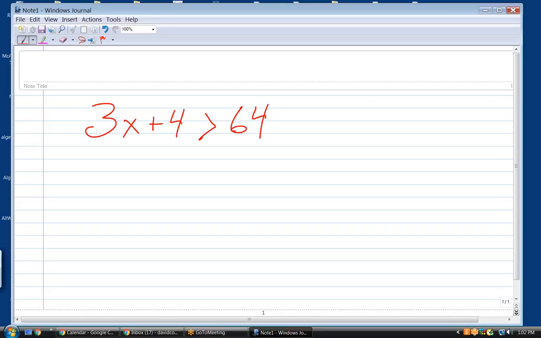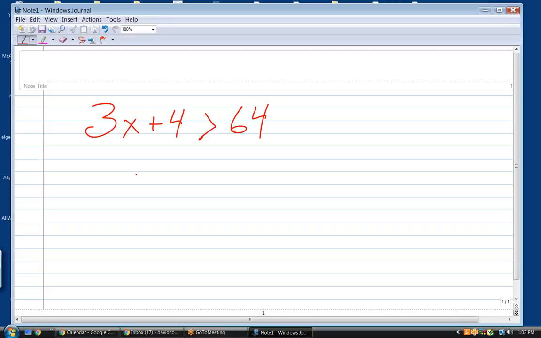In other words, you're going to solve this inequality the same way you would solve it if I replace that with an equal sign, except for one thing. If you ever have to multiply or divide both sides of the equation by a negative number, then you need to switch the direction of the inequality sign. Okay. Now, we're not going to have to do that in this one, but we will run into some where we do have to do that.